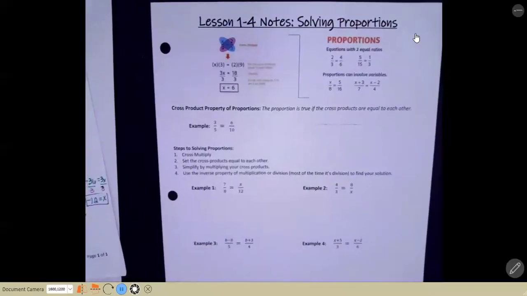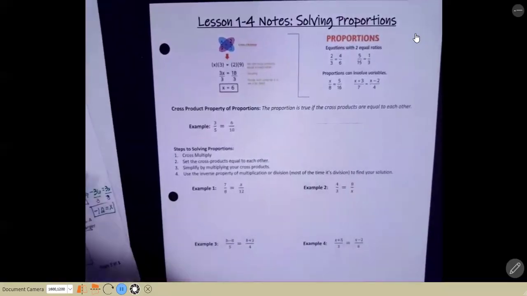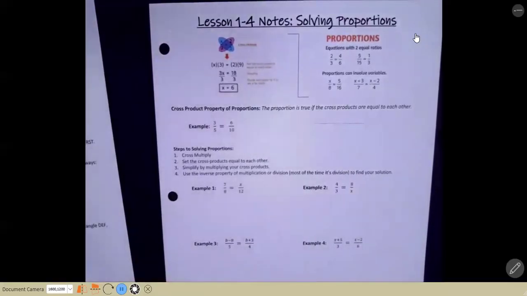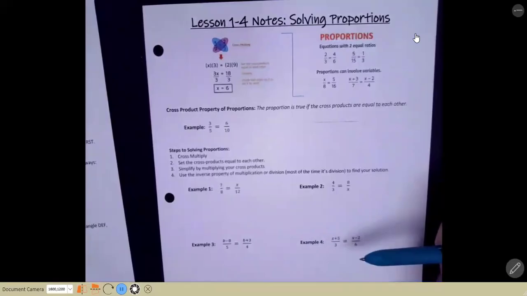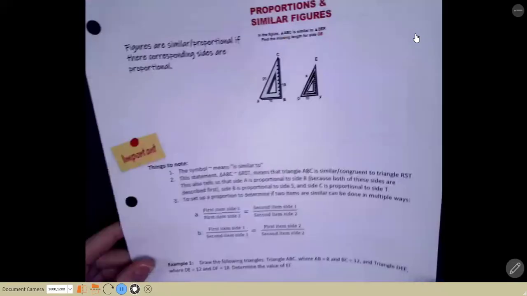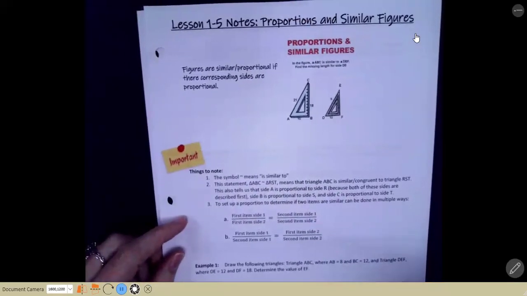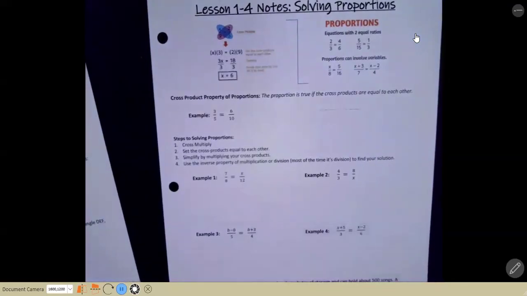Lesson 1-4 is on solving proportions. I'm going to complete lessons 1-4 and 1-5 on the same video because they're very similar. Lesson 1-4 is solving proportions primarily with numbers, and then lesson 1-5 is using word problems along with geometry. Okay. And we're going to learn how to set up a ratio and a proportion, which I think will help you with what you are currently doing in science.